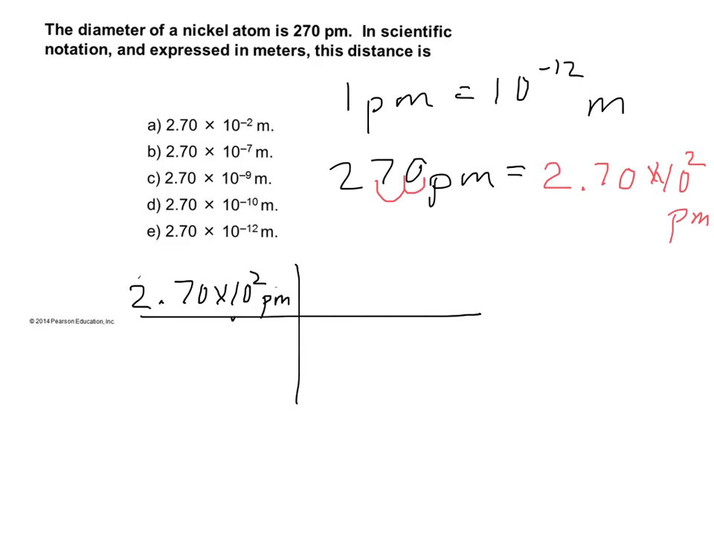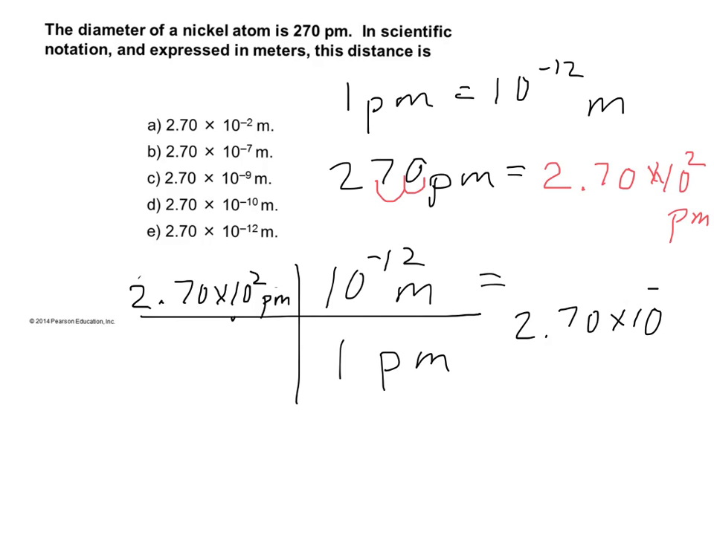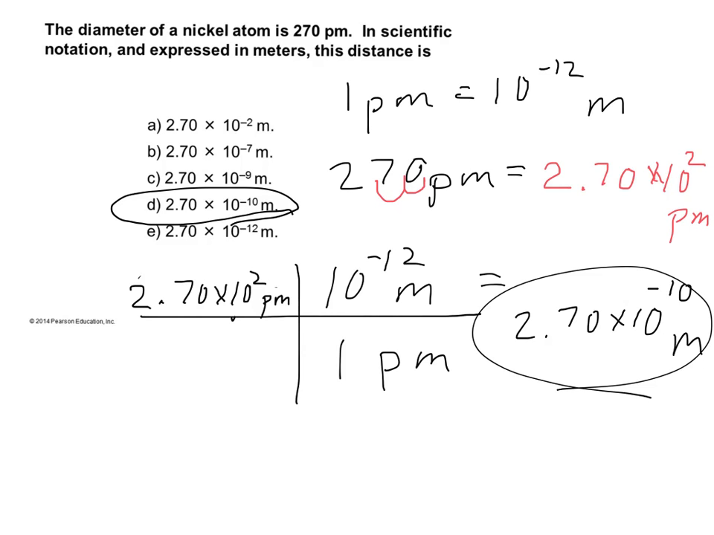I don't want picometers, so I place them where they cancel out. I want meters. 1 picometer is 10 to the negative 12 meters. Multiply everything on top, divide through by everything on the bottom. 2.70 times 10 to the negative second times 10 to the negative 10th meters. Next example.